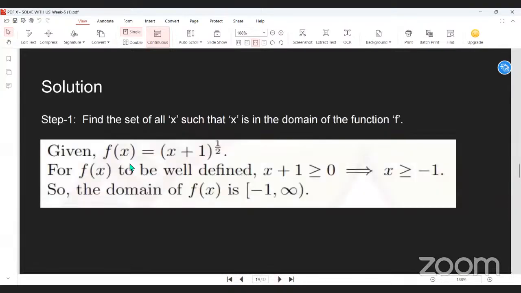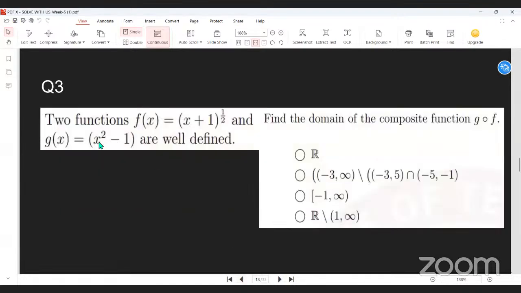So in f of x, for the domain to be well defined, since x plus 1 is under a root, we cannot get negative numbers, so it should always be 0 or greater than 0. So x plus 1 must be greater than or equal to 0, so x must be greater than or equal to -1, right? So the domain of f of x is -1 to infinity, right?